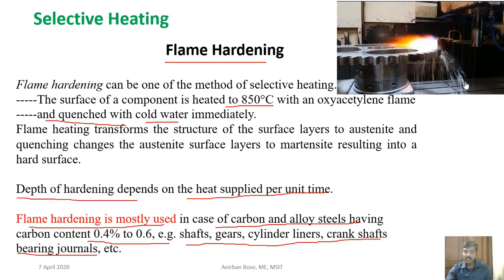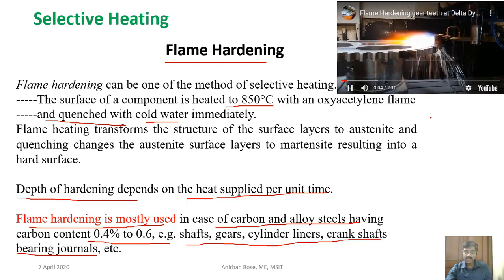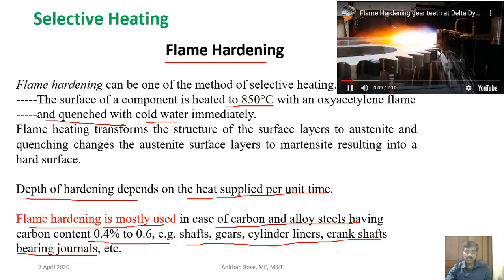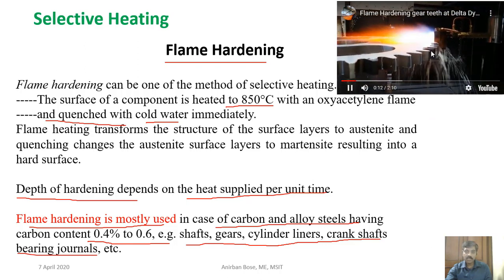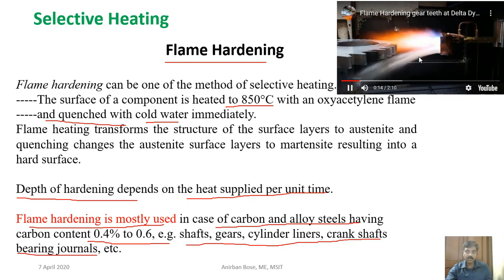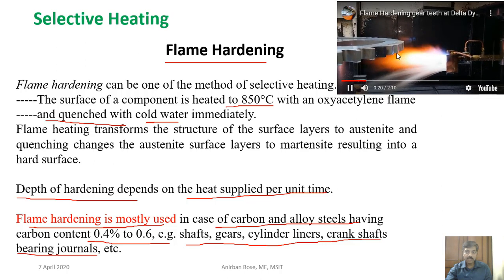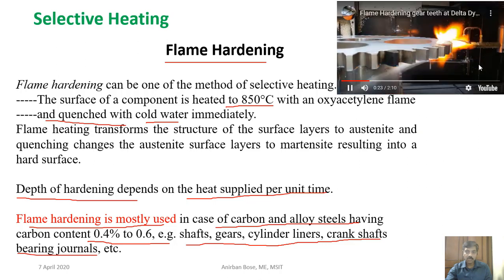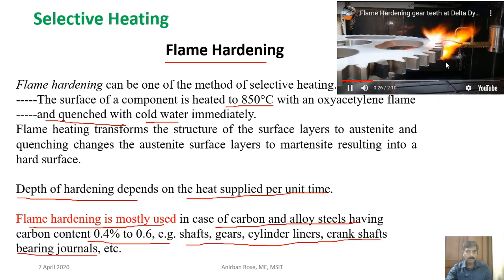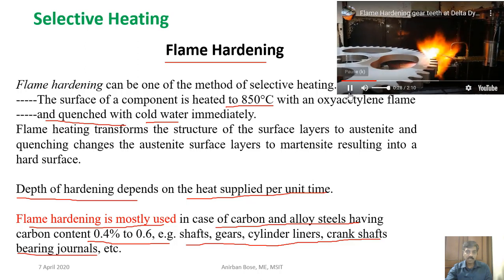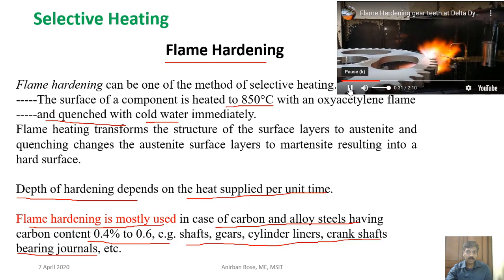Here you can see with the help of oxyacetylene gas, basically the outer surface of the gear piece, which is required to be very hard, is heated while the base stays as it is. And after reaching the temperature, you see that water quenching is done. So this is the process by which only the surface can be hardened, and this process is called flame hardening.